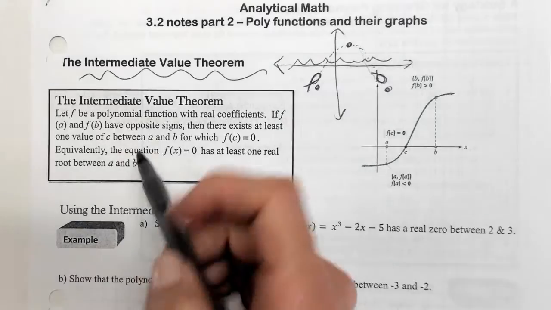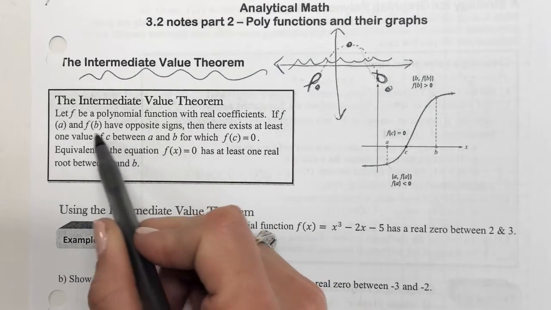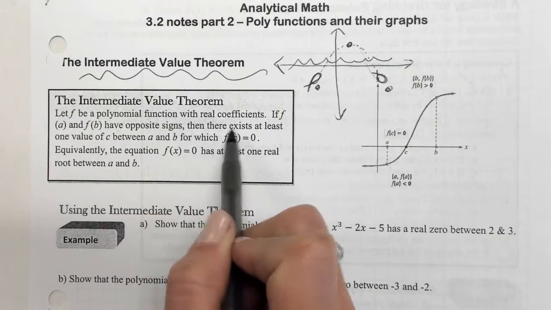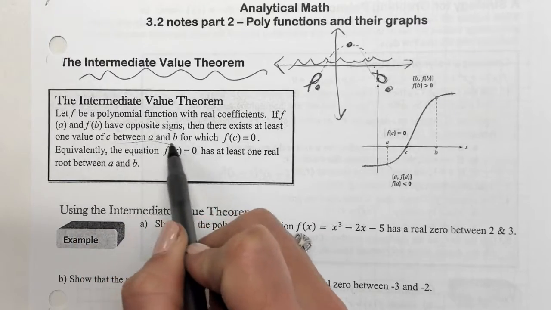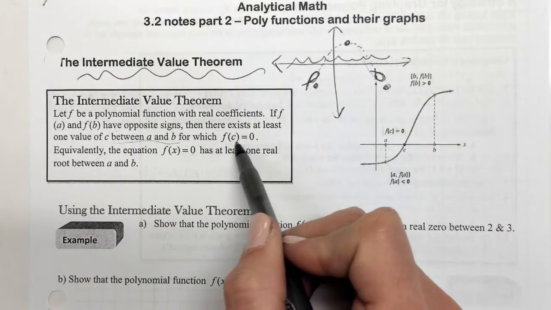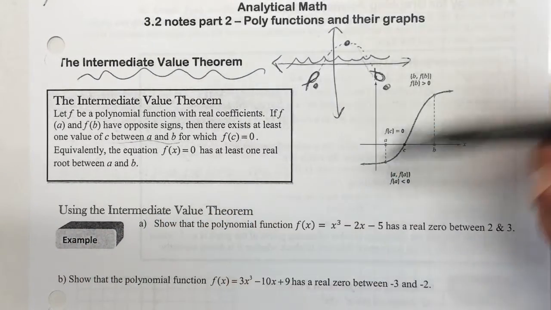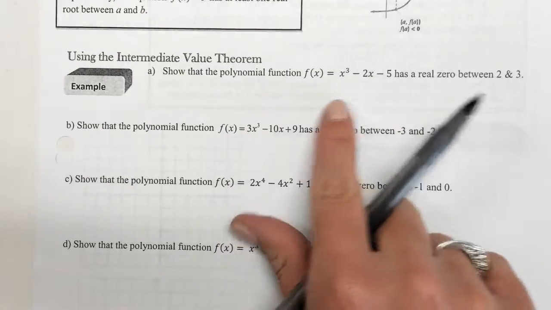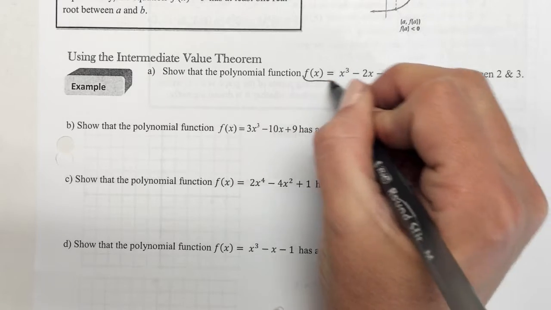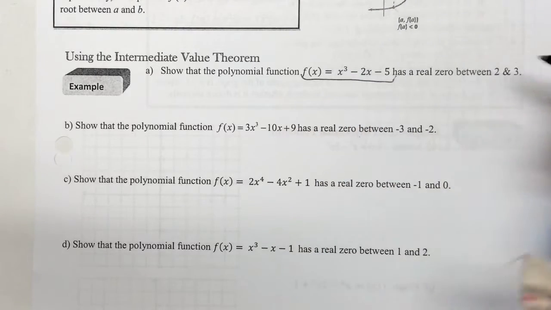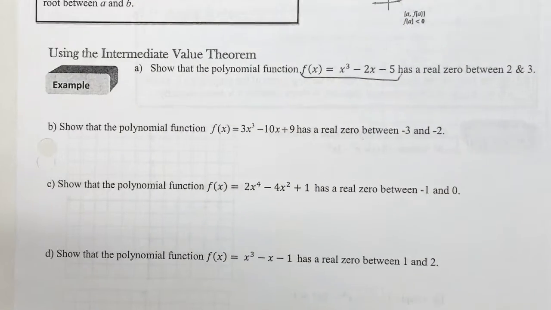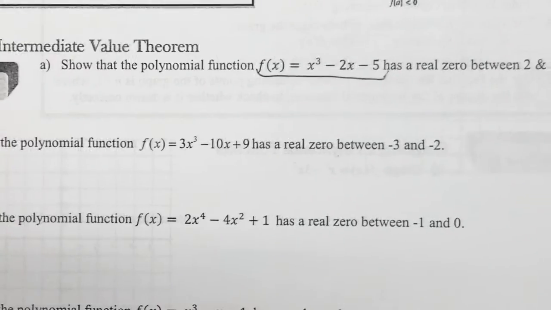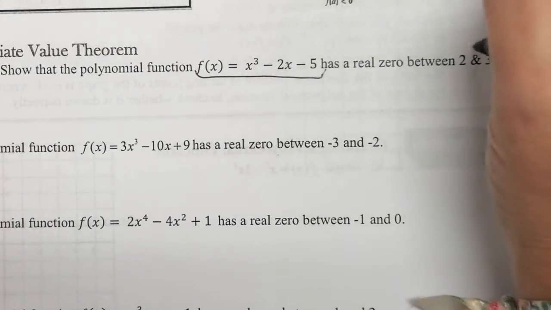So here it is, not in English. If f of a and f of b have opposite signs, then there exists at least one value of c between a and b, for which f of c does equal 0. So that's pretty much what I just explained. So to show that, when it says show that the polynomial function has a real 0 between 2 and 3, it's asking about your y values. And these are the x values that they give us.